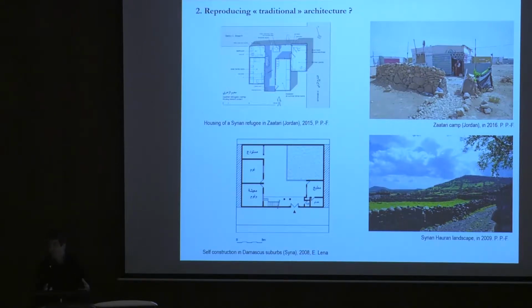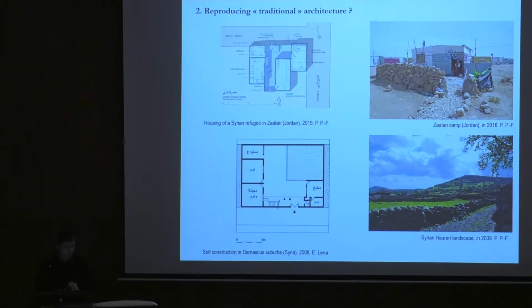The shape that the inhabitants gave to their own housing, with this central courtyard, with this madafe, with the kitchen and so on and so forth, and to try to delimitate a private space in a place where you don't have any private space. I mean, private space has not been thought by international organizations when they designed Za'atari refugee camp, and even when they designed the other camps in Jordan.